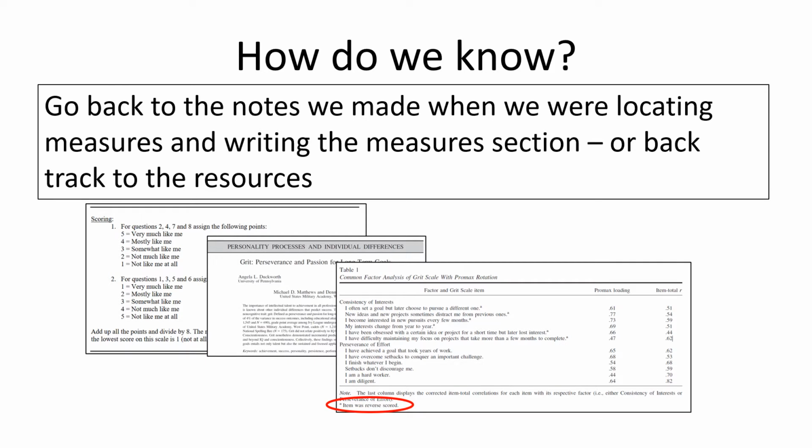Sometimes, though, I forget to include that information in my notes, and I have to backtrack it to the resources I used earlier. In the case of the short grit scale, you might remember I found the information on the internet that indicated some of the questions were scored differently than the others, but I didn't find information about scoring in the primary source for the short version of the scale. That led me to the article that reported on the process of developing the original version that was a little bit longer. When I searched that article, I found a note about which questions are reverse scored. That's circled at the bottom of the table in this slide.